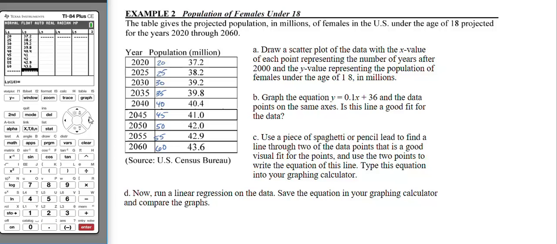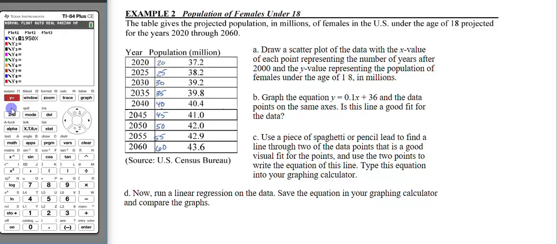Double check to make sure you didn't have any typos while entering that data. And then we'll make our scatter plot. So the first thing that we want to do is go into the y equals. Go ahead and clear out that function from before. Scroll up onto plot 1 and hit enter.